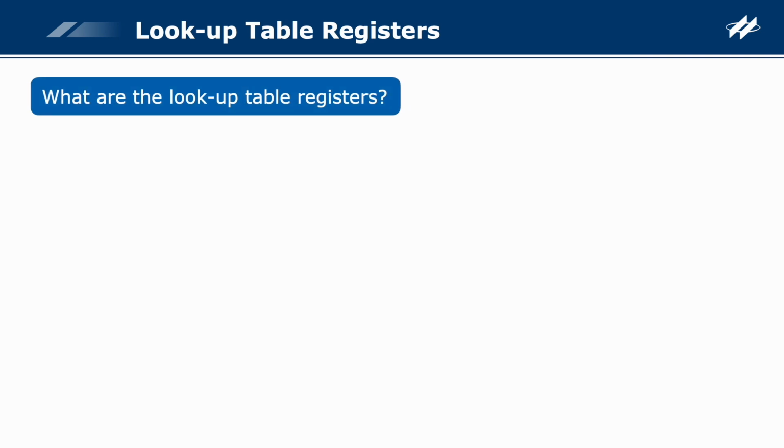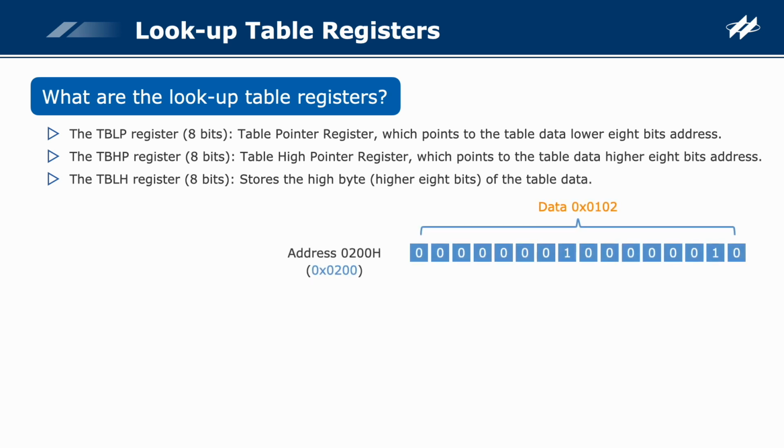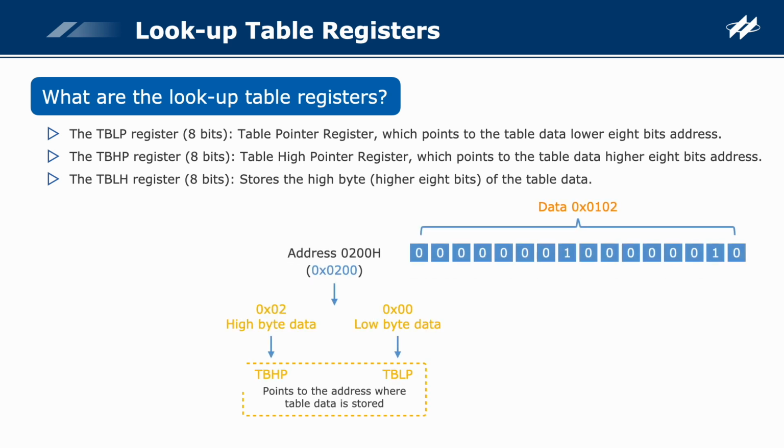In the MCU structure, there are usually three types of lookup table registers: the TBLP register, the TBHP register, and the TBLH register, all of which have an 8-bit width. TBLP and TBHP are the table pointers and indicate the location where the table data is located.